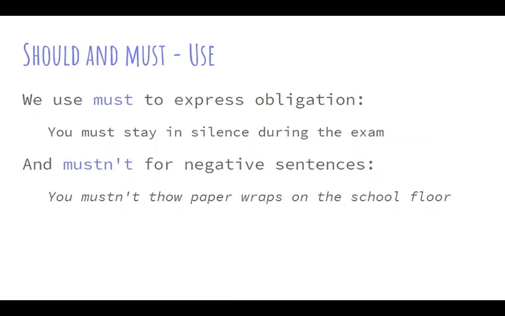Now, with must, we use must to express an obligation when you are forced to do something. For example, you must stay in silence during the exam. And we use mustn't for negative sentences to express obligation in negative sentences. You mustn't throw paper scraps on the school floor.